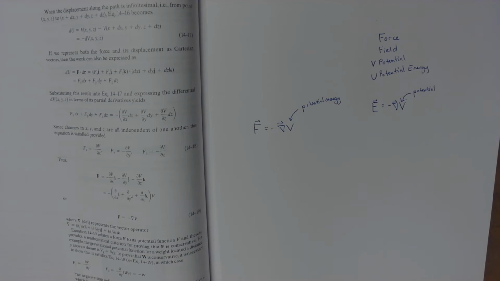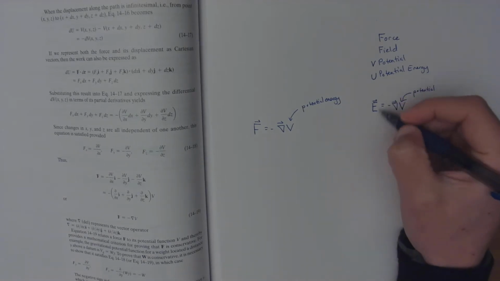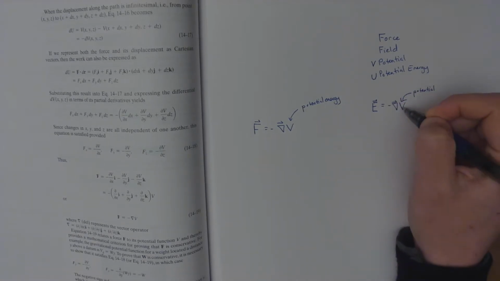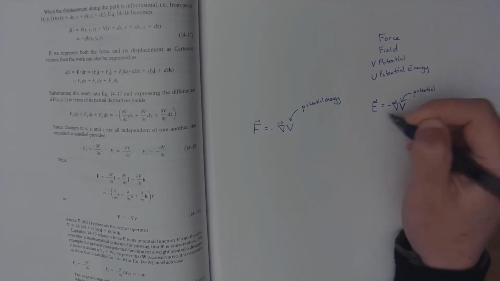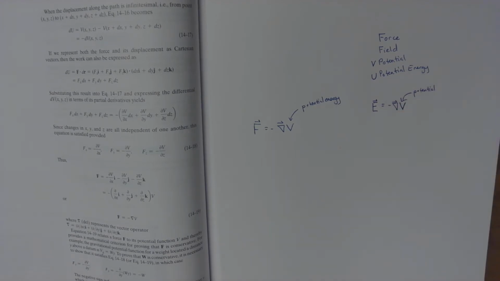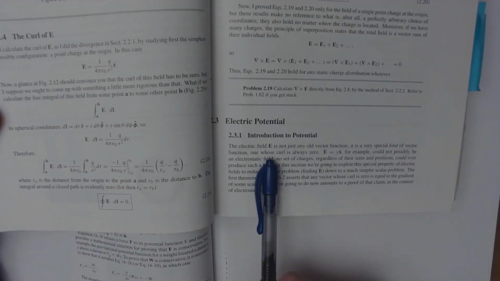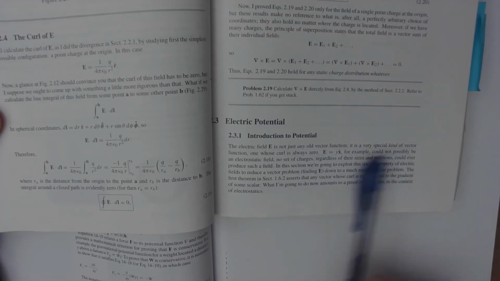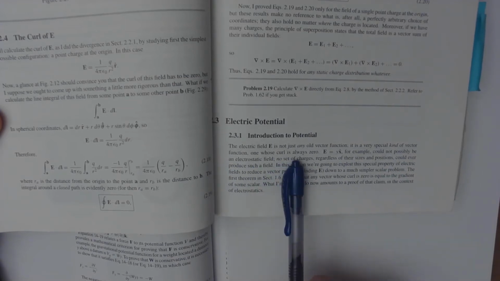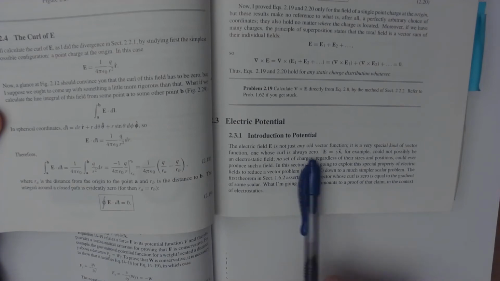And when we did this in Physics 261, we said it seems like there's more information in the electric field than there is in the electric potential, because the potential is just a scalar quantity. So how can you take a scalar quantity and from that get a three-dimensional electric field? Well, and I'm going to go back to the Griffiths textbook here, the electric field cannot just be any vector function. It's a very special kind of vector function, one whose curl is always 0.